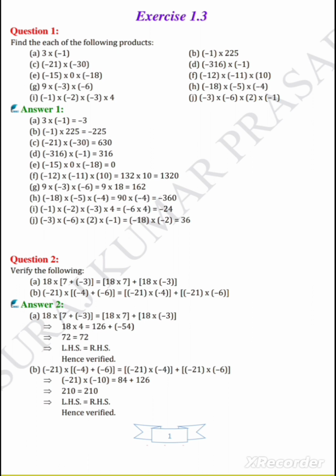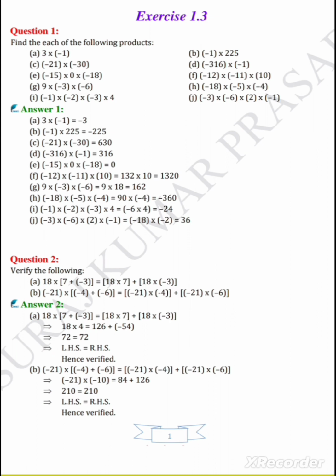C. Minus 21 into minus 30. Answer: minus into minus is equal to plus, and then 21 into 30 we get 630. So the answer is 630. D. Minus 316 into minus 1 is equal to 316. As we know, minus into minus we get plus, and 316 into 1 is equal to 316.